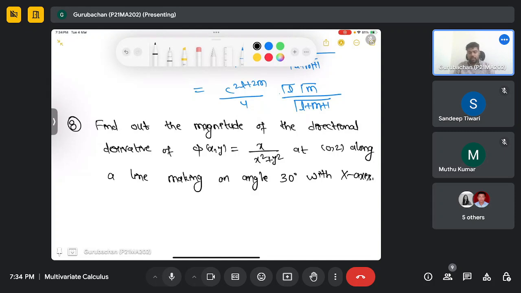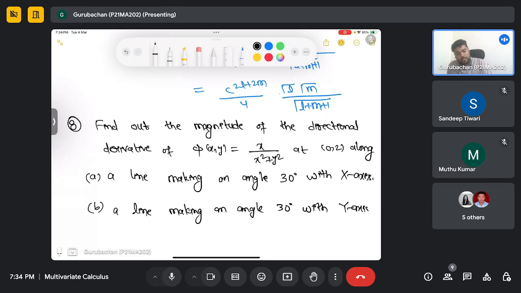We have been given a scalar function phi, and we have been given the point, and we have been told that we have to follow the direction of a line making an angle 30° with x-axis. And suppose this is a line making 30° with x-axis, and a line making an angle 30° with y-axis. Let us see what things will change in that case. Try this one.